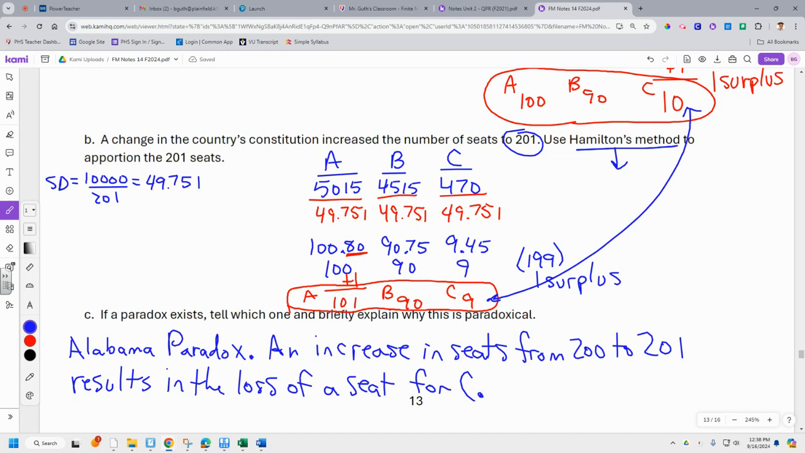An increase in seats from 200 to 201 results in a loss of a seat for a state. That is the Alabama paradox.